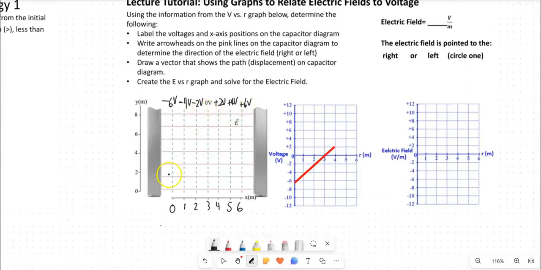So let's go ahead and map out the distance, how far it's moving. If it's starting off at -6 volts, and it doesn't matter the height, I'm just going to put it right here. And it's going to end at +2, and it's going to cross across these 4 meters. So this is delta R.